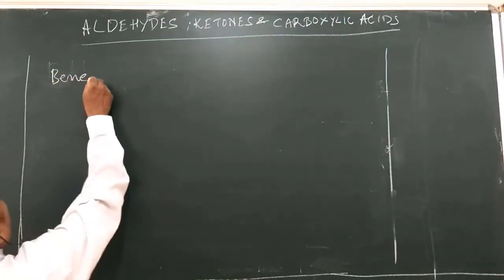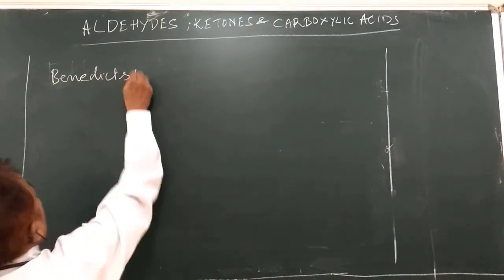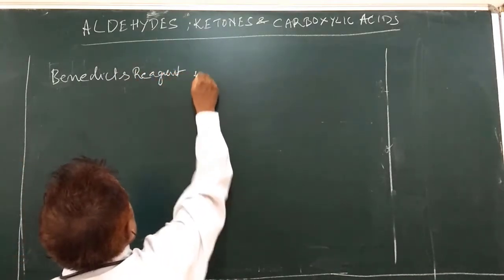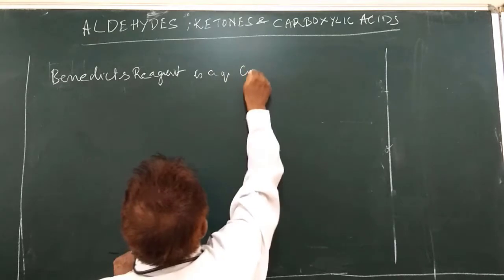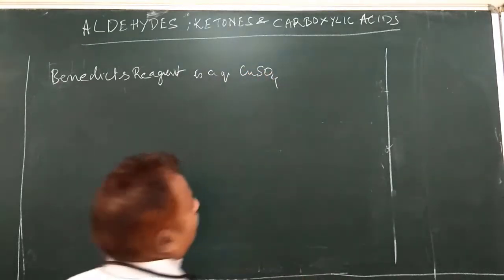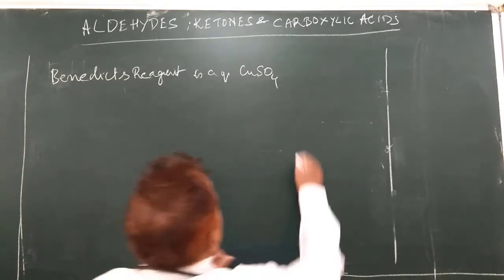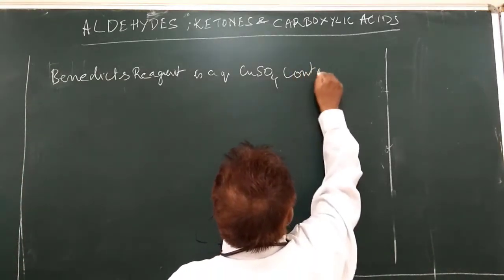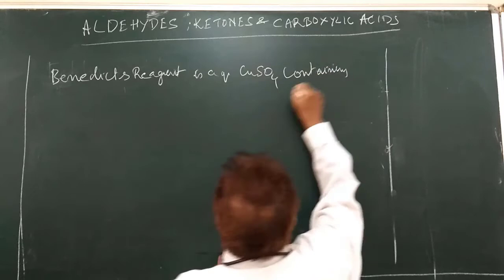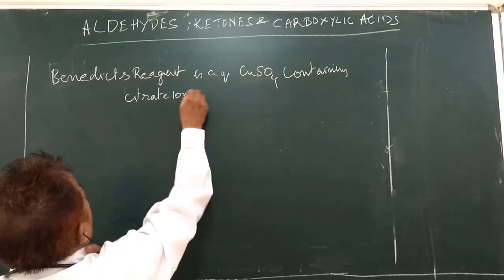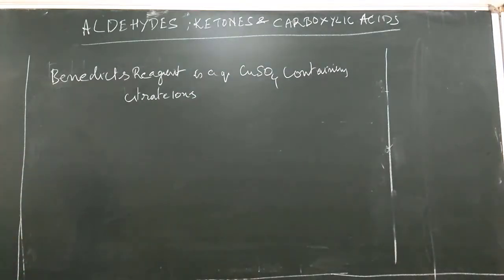Benedict's reagent. Benedict's reagent is aqueous copper sulfate solution containing citrate ions. Citrate ions act as a complexing agent.